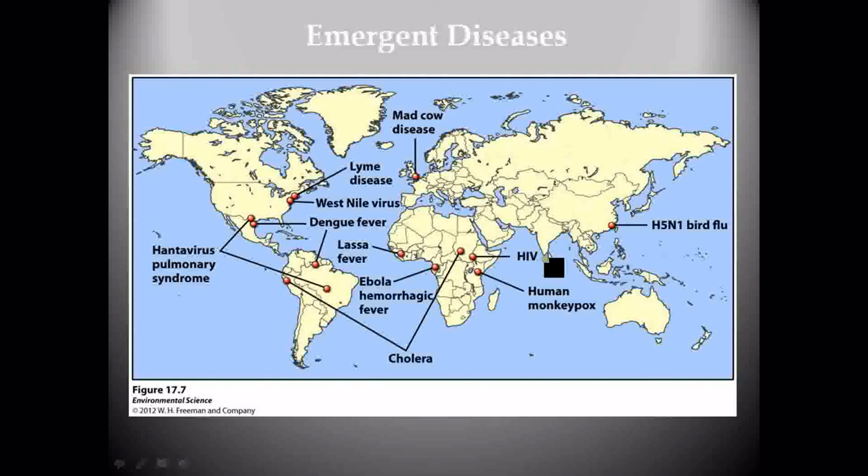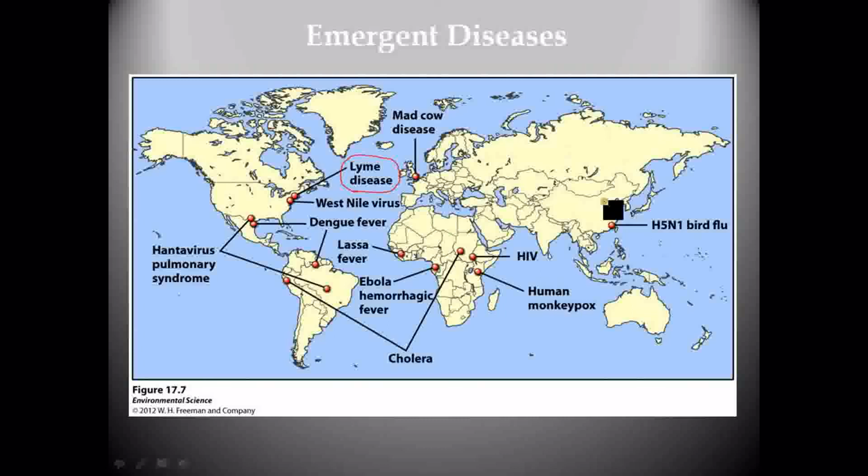So here are all the different ones. Lyme disease was another one we did not mention. Lyme disease is a virus that's spread by the bite of a deer tick. So if you happen to get the deer tick on your skin and it bites you, you can come down with Lyme disease.